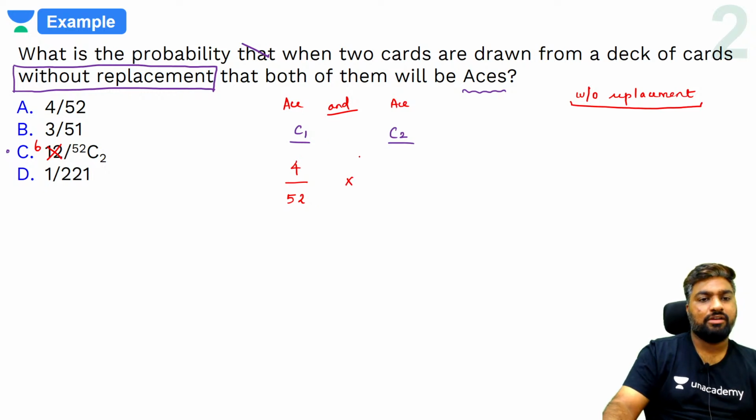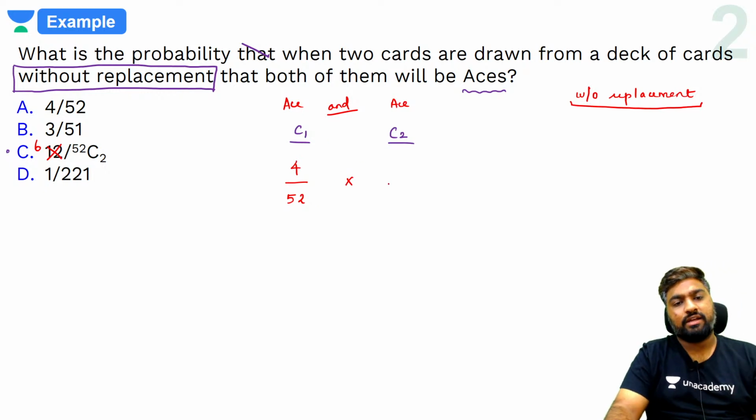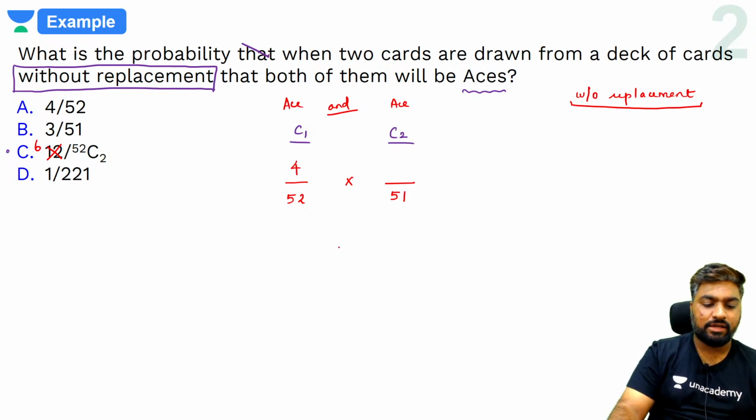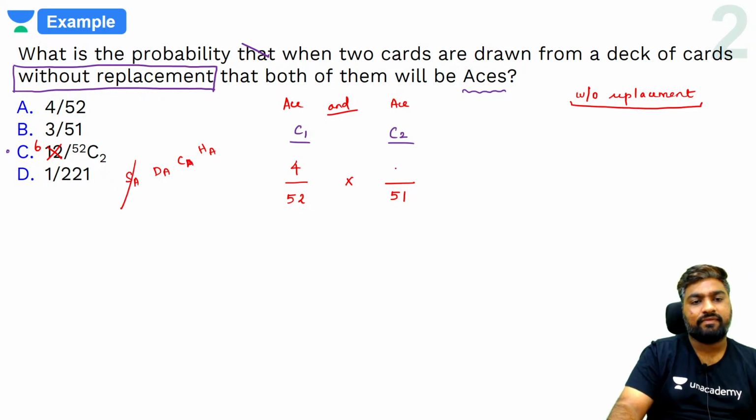Correct? When you have "and", you multiply. Because out of 52 cards, 1 card is already picked, our sample space reduces to 51. Moreover, out of 4 aces, there are ace of spade, ace of diamond, ace of clubs, and ace of hearts. If 1 ace is taken, there are only 3 aces left in the pack.